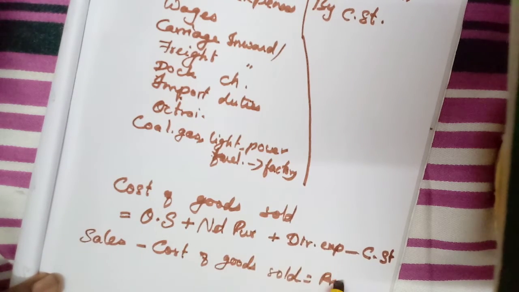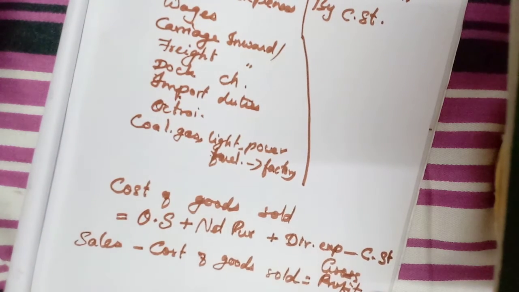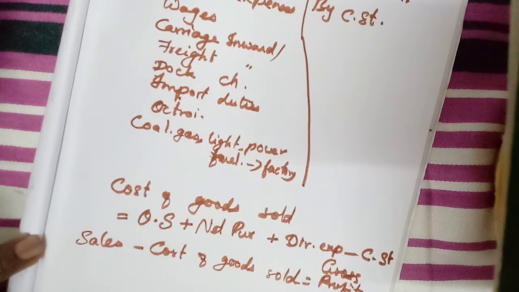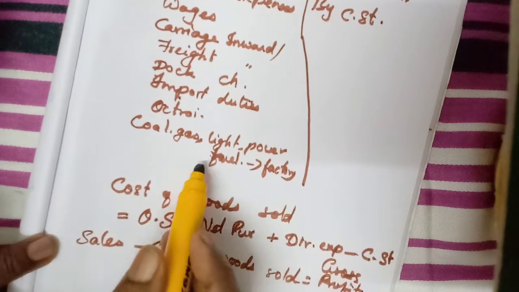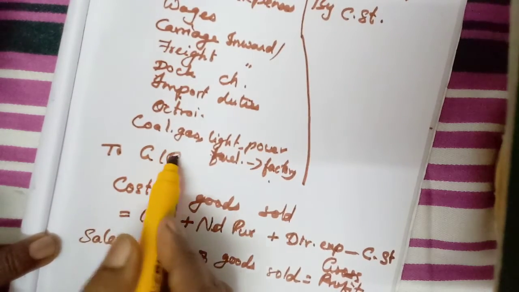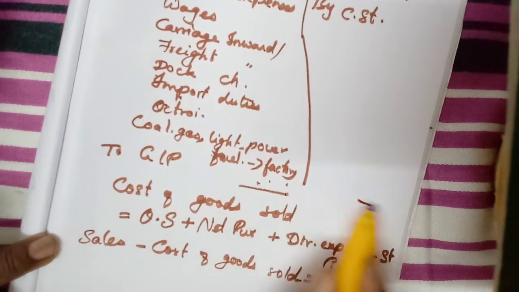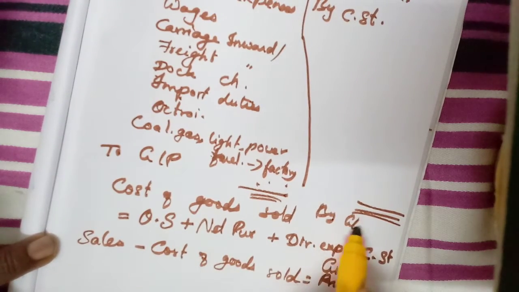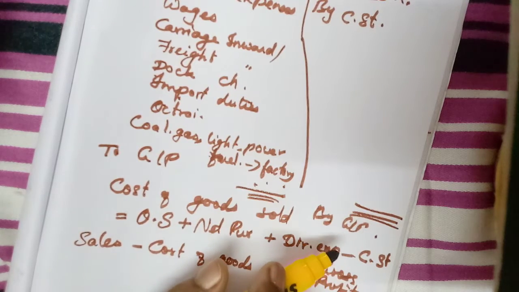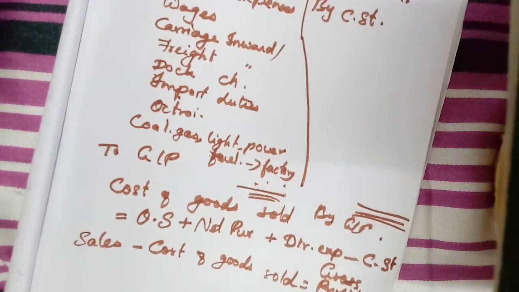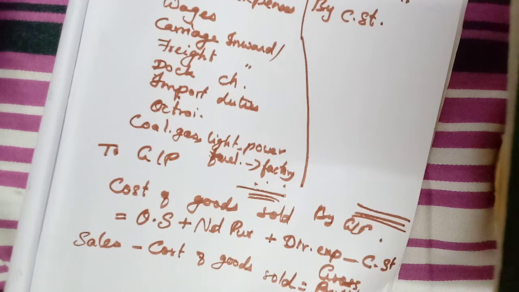This profit is called gross profit. This profit will come here, to gross profit. This profit will be taken to the next account, which is called the profit and loss account.